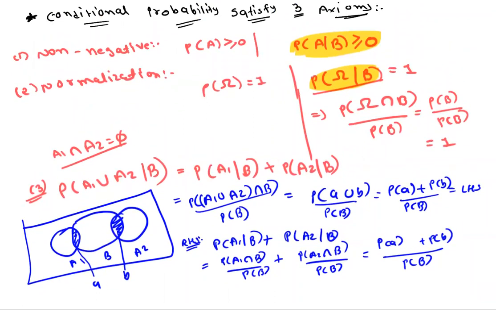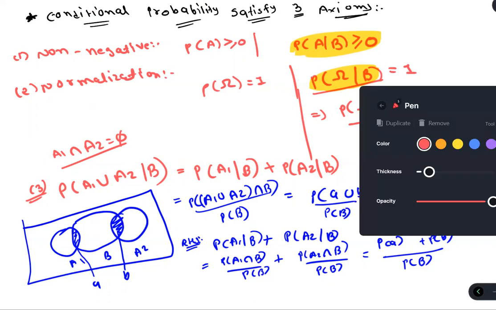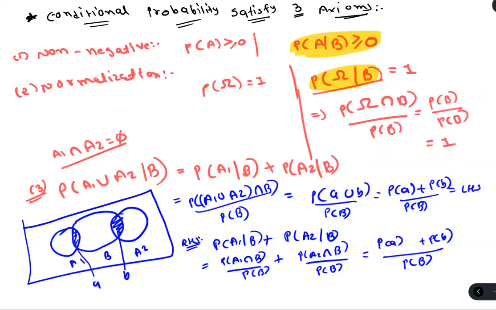Now, this is how conditional probability satisfies the three axioms. These are the three axioms I am talking about. So, guys, if you're making notes, please note it down by pausing the video, because I have some page problem, so I am removing this and writing the new content in this same place. Sorry for the inconvenience, and thanks for the support.